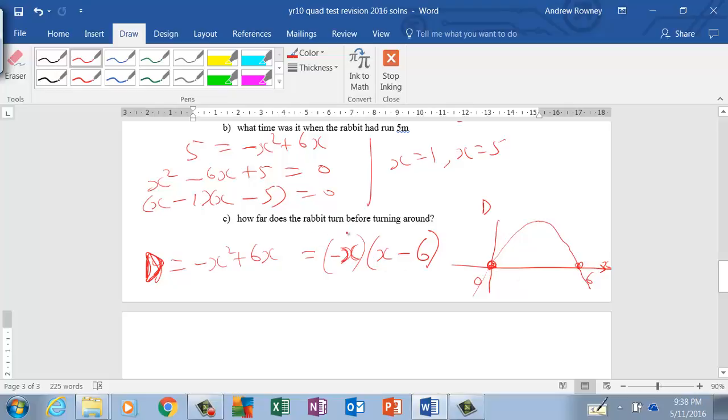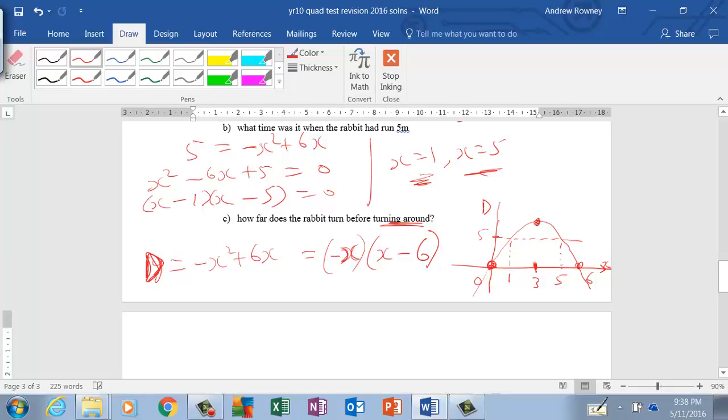Now we need to know where it turns around. First of all, if you look at part B, just to put in perspective, we asked the question, when is the rabbit 5 meters? Well, if you go up to 5, we found that it occurs when x is 1. If you put 5 across here, you can see we found that it occurs at 1 and 5. So at 1 second and 5 seconds it was 5 meters. We want to know what this value up here is, the turning point. That's halfway between 1 and 5, which is 3.